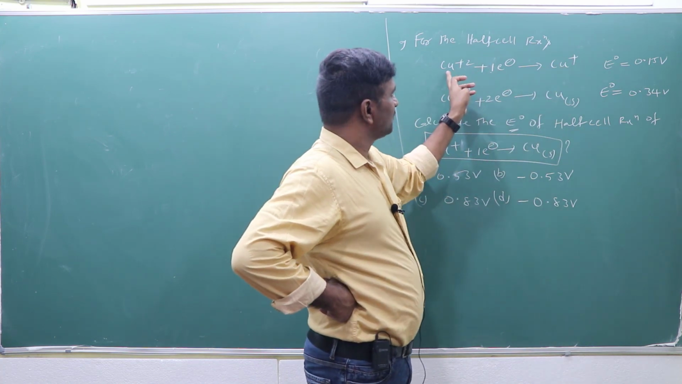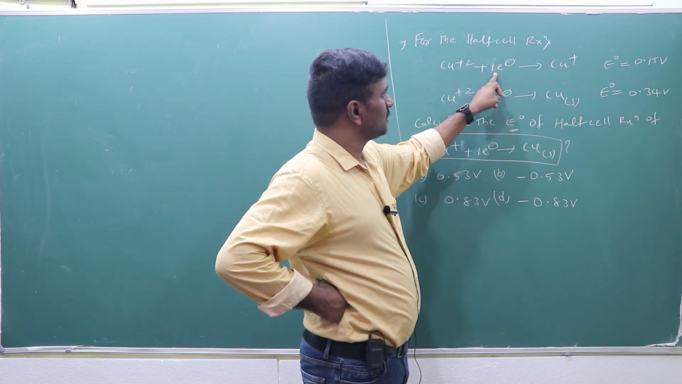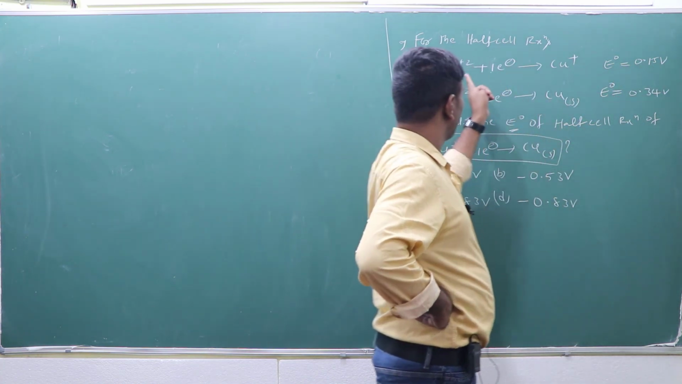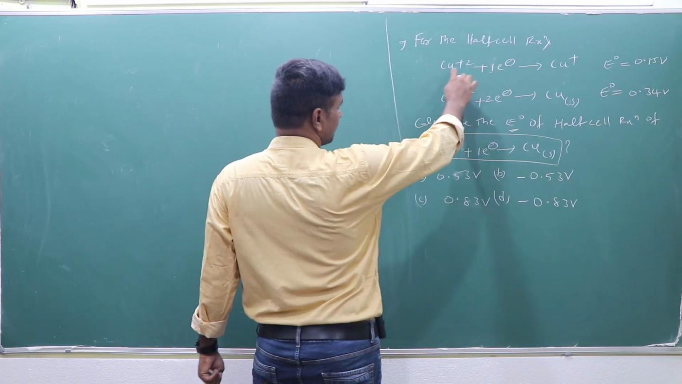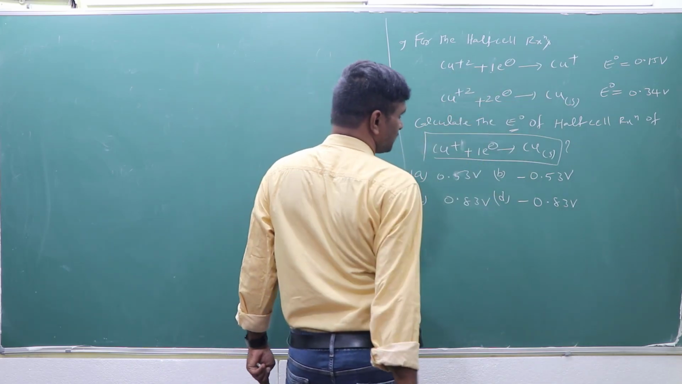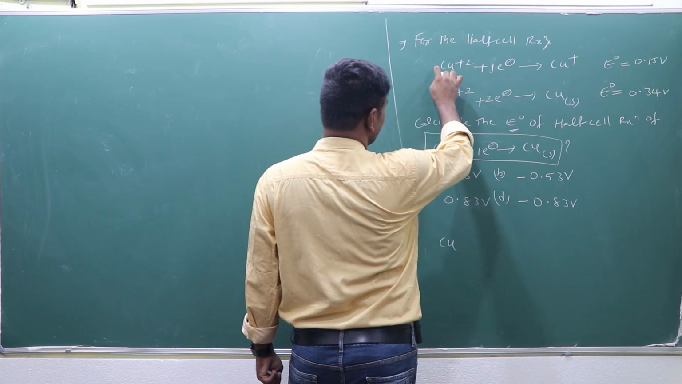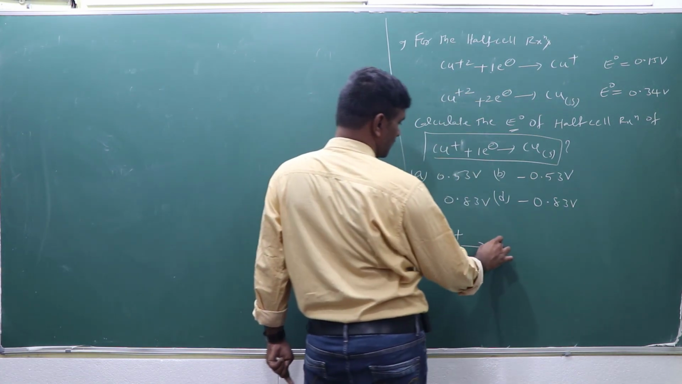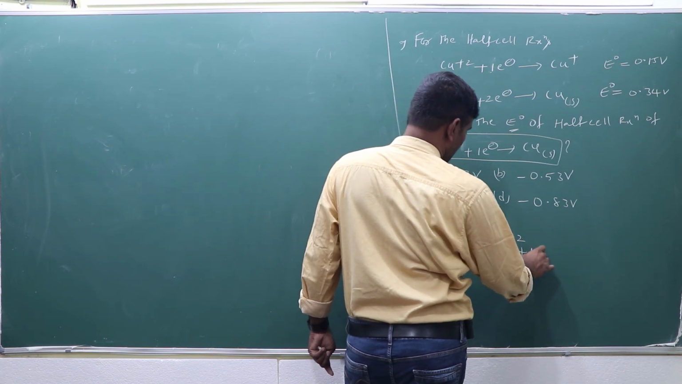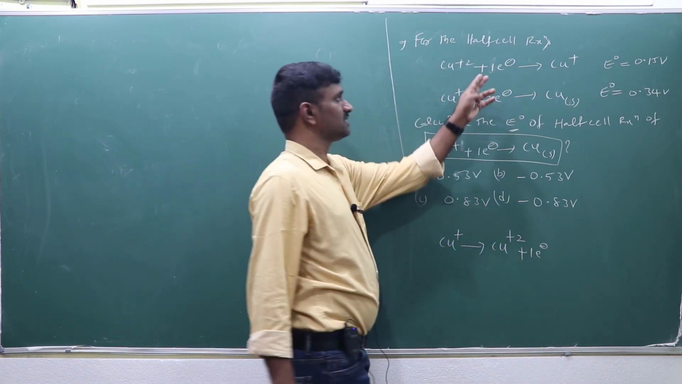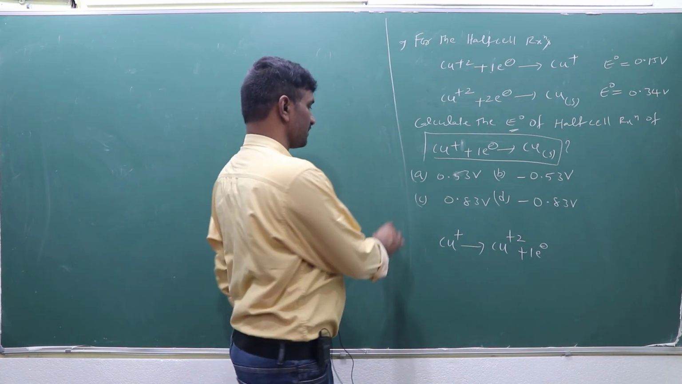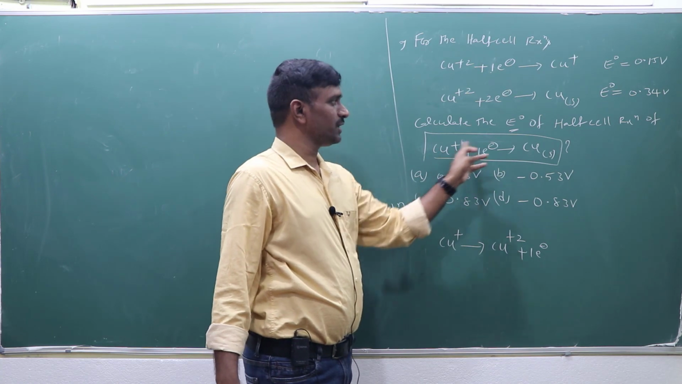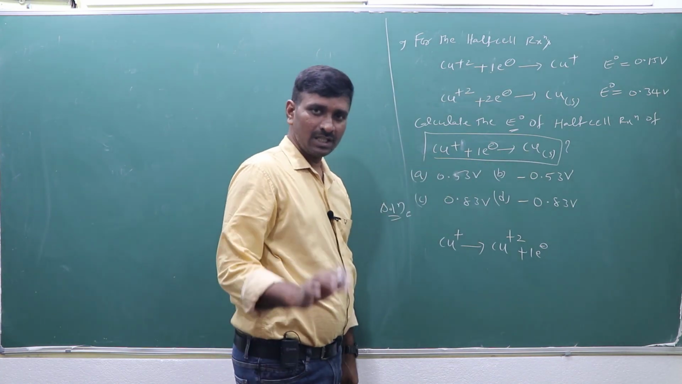So for this, which value is mentioned? 0.15 volt is there, right? For this reaction, that is the E0 value. When the reverse takes place in equation 1, Cu plus is going to be Cu plus 2 plus 1 electron. This is the reverse of that reaction. Why? Because the final reaction is Cu plus going to Cu solid. That is what will be obtained.